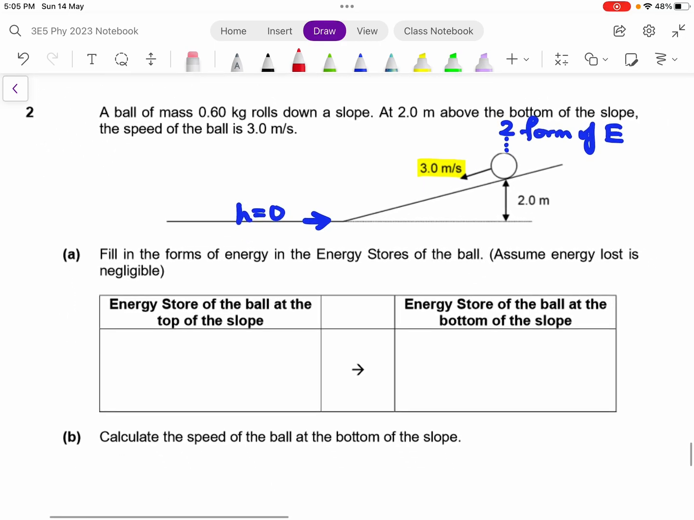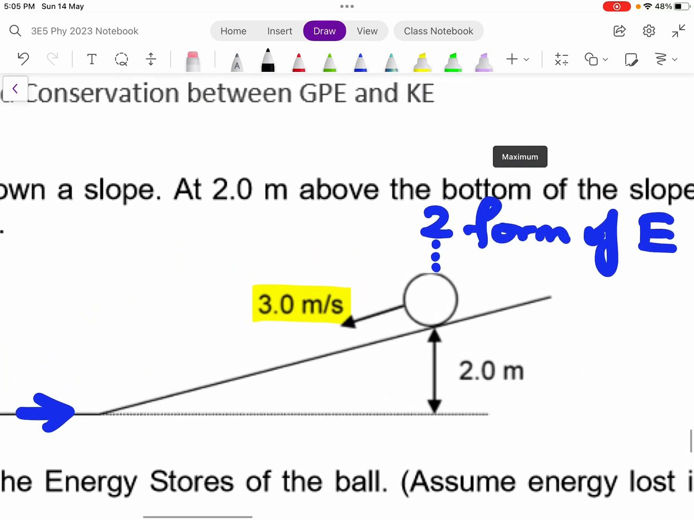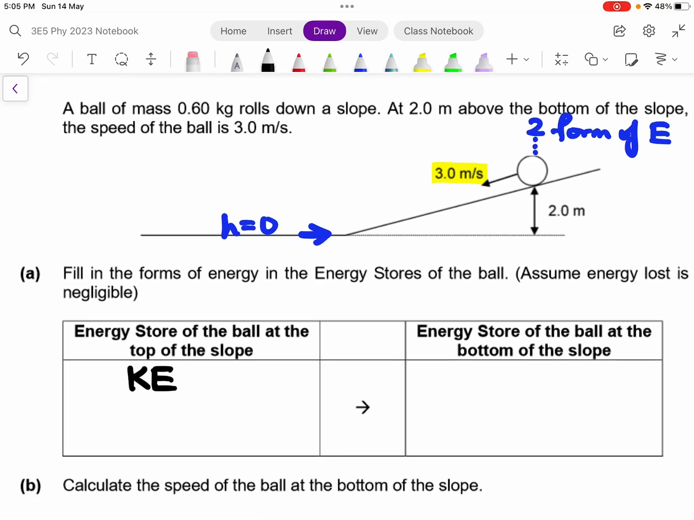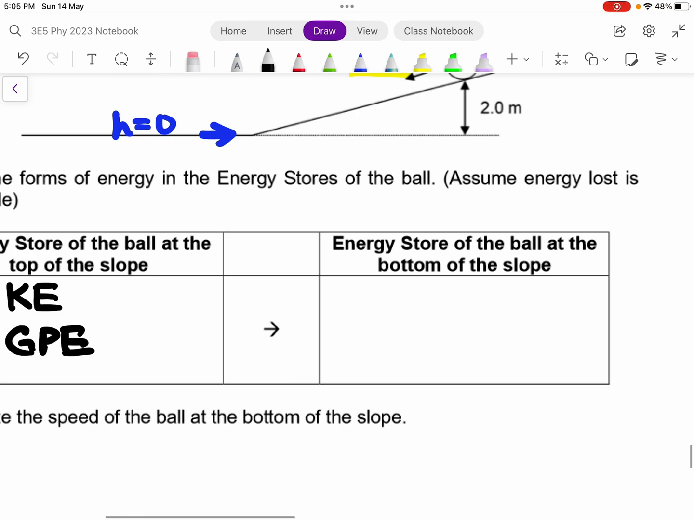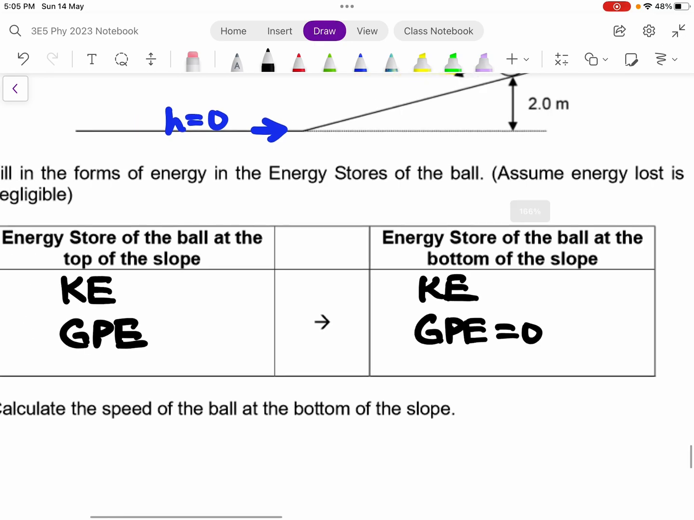As for the next question, you can see that by framing the question correctly, you should be able to see that at the very beginning, there is some kinetic energy because it is already moving at 3 meters per second, and there is already some height. So there is GPE over here. But as it reaches the bottom, the final state, you will see that there is no more GPE, right? But there will be KE because as the ball rolls down, it will continue to roll, right?